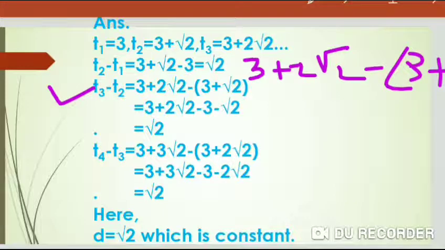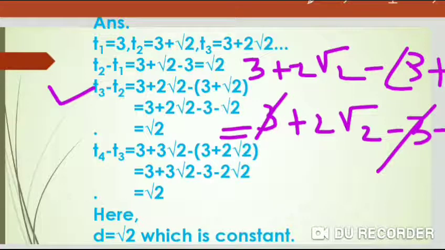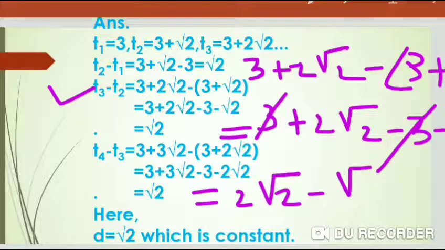Okay students, now we solve this bracket. We get 3 plus 2 root 2 minus 3, and here minus times plus becomes minus root 2. Now see again, minus 3 plus 3: the same terms having different signs get cancelled. And here we get 2 root 2 minus root 2.